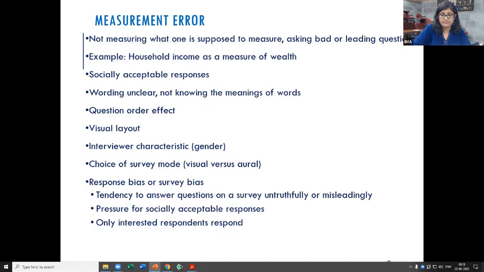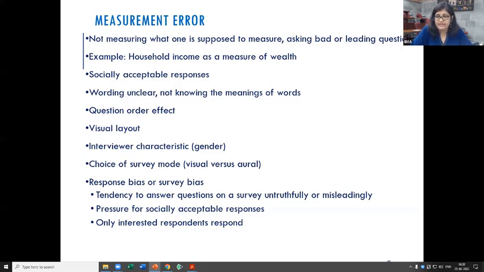And the last one is measurement error. Anything that is related to the survey questionnaire itself, and how you are approaching people, and how you are asking your questions. Everything relates to measurement error.